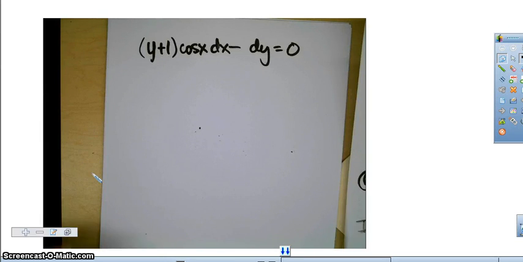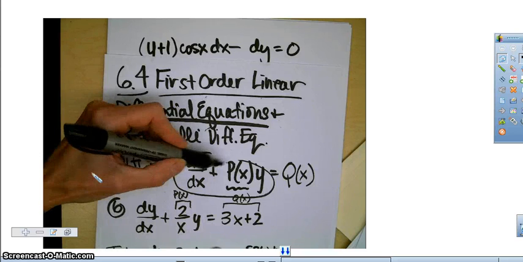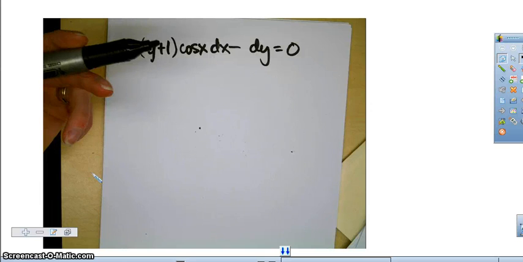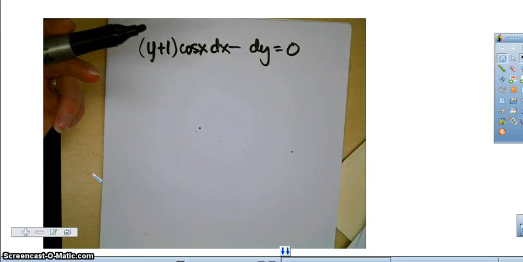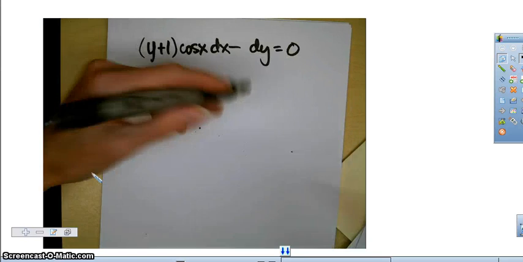Okay, so the first thing we have to do is get it in this format: dy over dx plus p of x y equals q of x. And I usually just start with the dy over dx. Is dy over dx anywhere in here? Don't I need to get that? Okay, so what should I do?